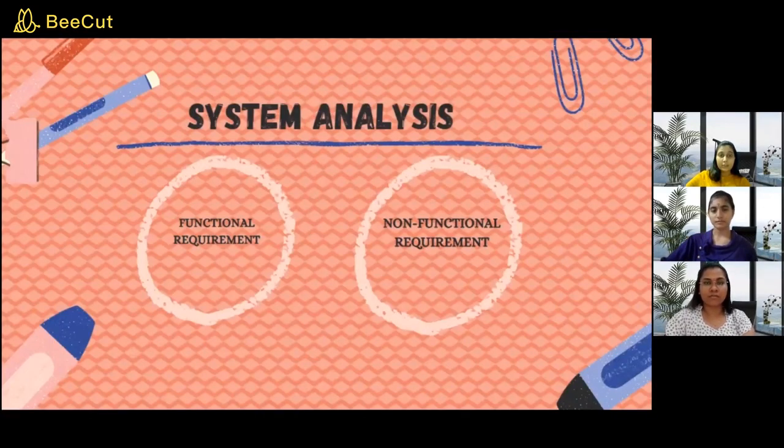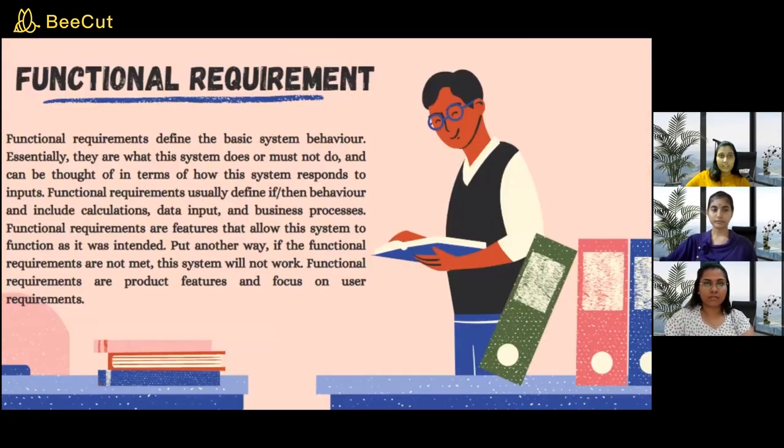There are two types of system analysis. First is functional requirement, and the second one is non-functional requirement. Functional requirement. What is functional requirement? Functional requirements define the basic system behavior. Essentially, they are what the system does or must not do and can be thought of in terms of how the system responds to inputs.